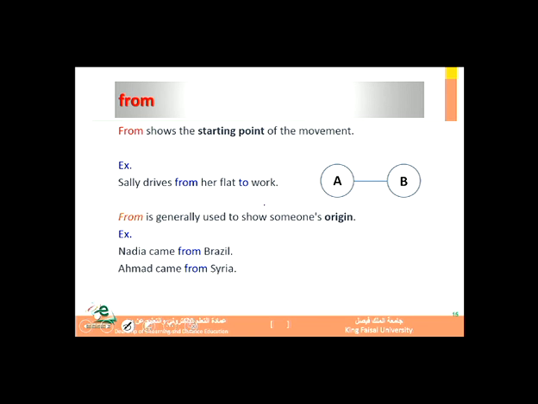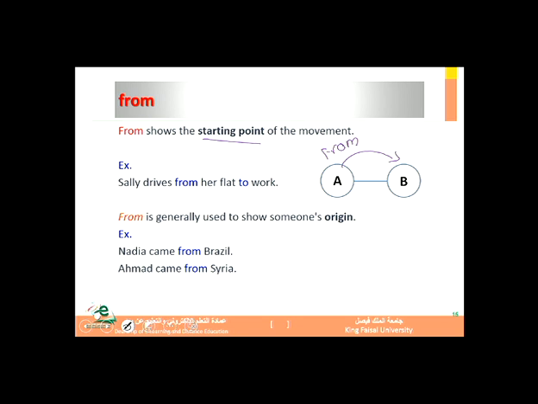Now, the preposition from is used to tell us the starting point of a movement. So, for example, I move from here to there. So you move from one place to another. So the use of the preposition from would indicate the start of this movement. So we would say from shows the starting point of the movement. So we move from A to B. So look, I use the preposition from.